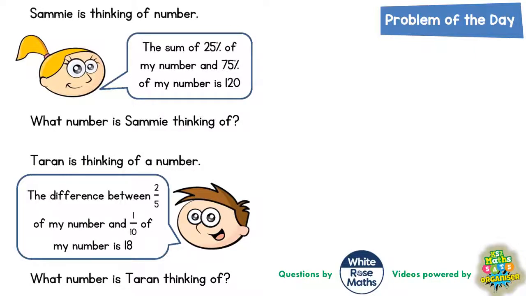And this is all about thinking of a number problems. Well, the first one says Sammy is thinking of a number. The sum of 25% of her number and 75% of her number is 120. What number is Sammy thinking of? Well, the number Sammy is thinking of must actually be 120 itself. So this is a bit of a trick question because it's already giving us the answer.